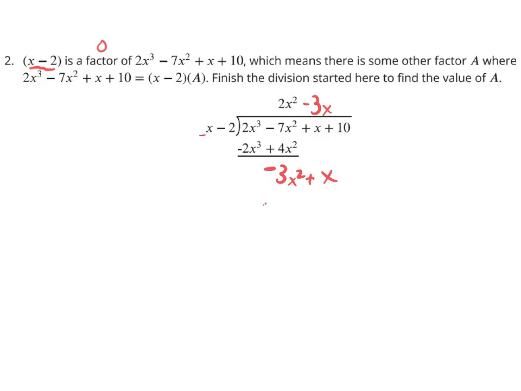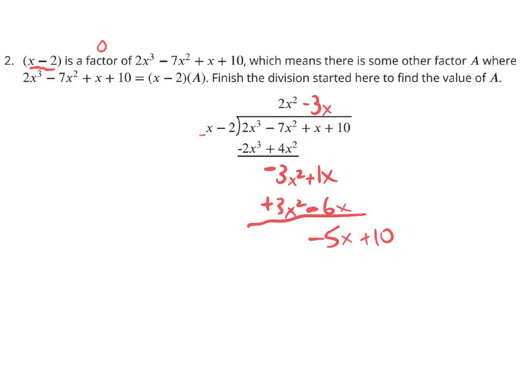Gives you negative 3x squared plus 6x. Now, we change both signs. So this becomes positive, this becomes negative. And then 1 minus 6 is negative 5x plus 10. We have to match the leading term.